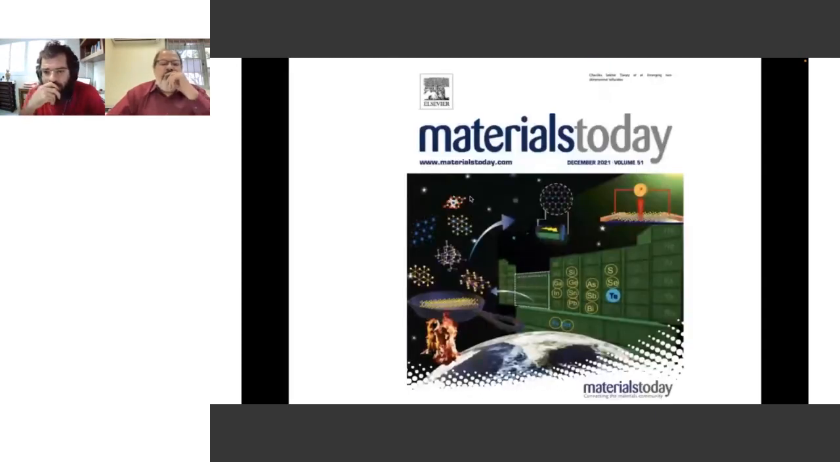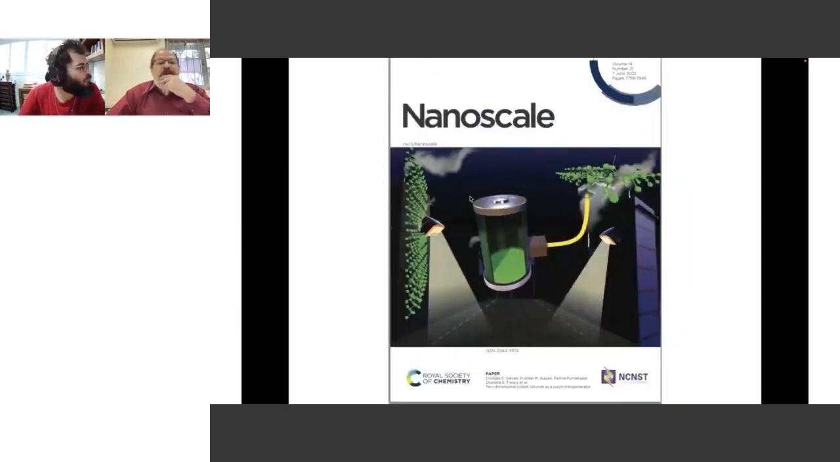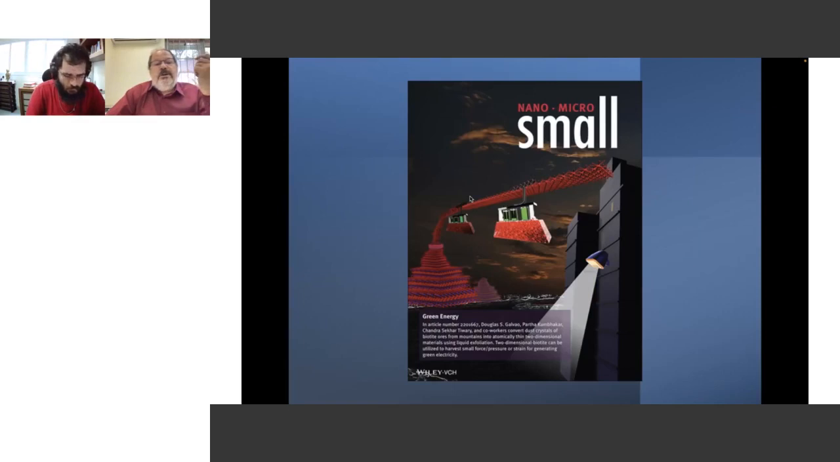We wrote a review paper that was on the cover of Materials Today. Also, some electronic piezoelectric application was on the cover of Nanoscale, and a new paper that just came out was on the cover of Small using this technique. So in principle, you can use this material for green energy because they are very abundant. It's not expensive to produce them, and you can produce them on a large scale. So it's very attractive from this point of view.